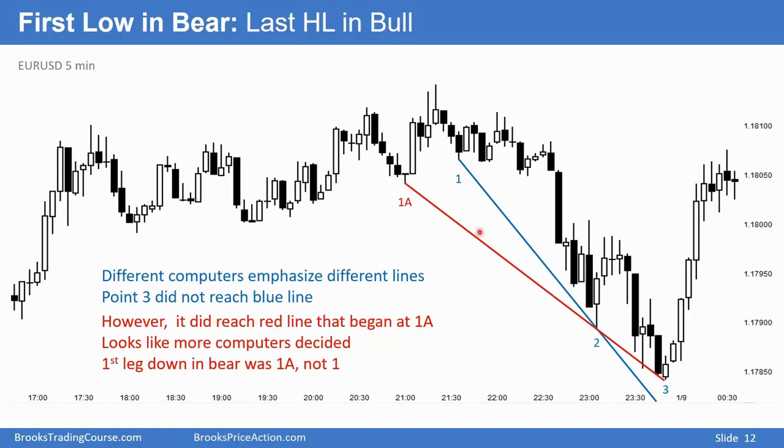Look at 1A, and I connect it to 2. Look what happened when the market got here. It reversed up here. It reversed up again here. Which point do you think is the start of the bear channel? This one? The market never got there. Or this red one? The market got here, reversed up, got here again, and reversed up. This red line looks like it's more likely part of the bear channel, and I look to the left, and I can see this is where it began.